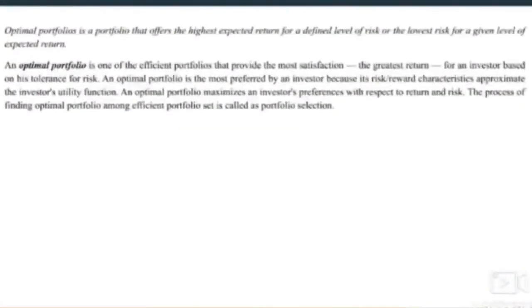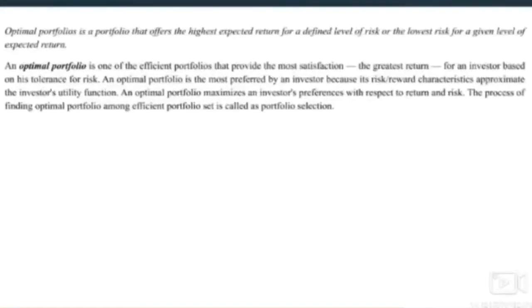Next is the concept known as optimal portfolio. An optimal portfolio is a portfolio that offers the highest expected return for a defined level of risk, or the lowest risk for a given level of expected return. That is, by using the principle of dominance, we select the efficient portfolios, which give the lowest amount of risk at a given level of return, and also the opposite, the highest return at a given level of risk. So, from these efficient portfolios, we are going to be selecting the optimal portfolio.